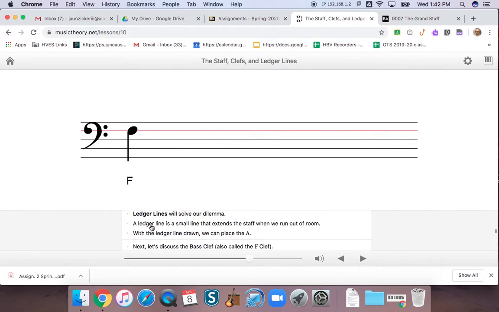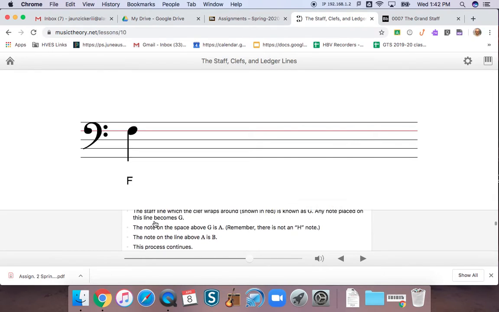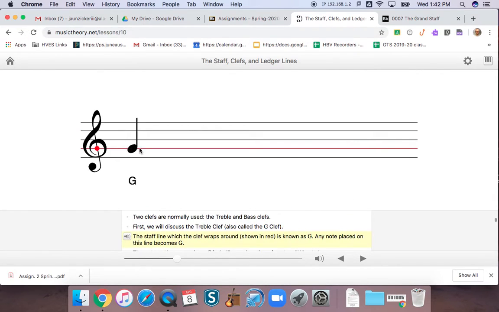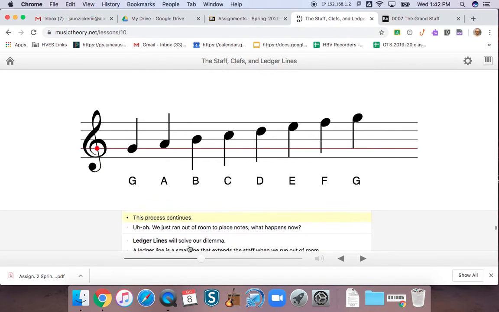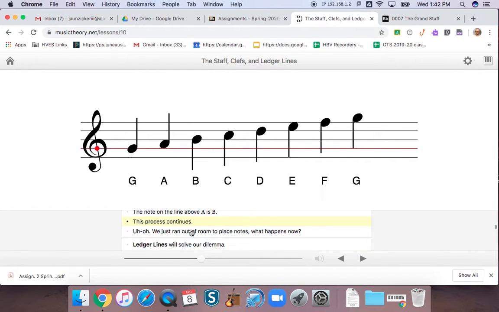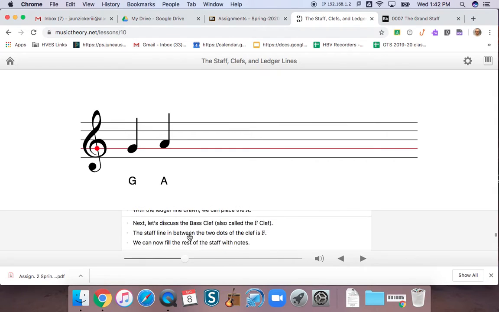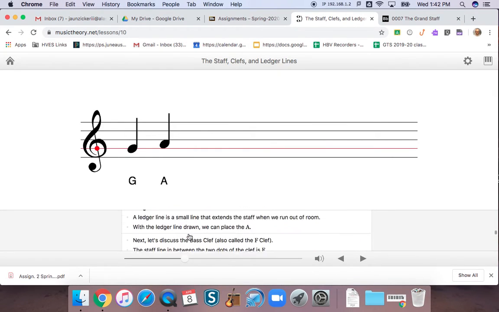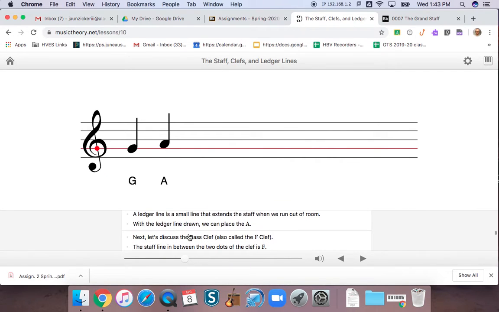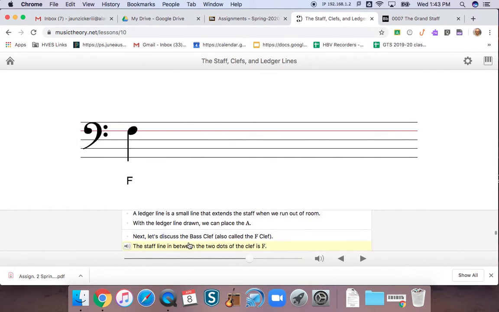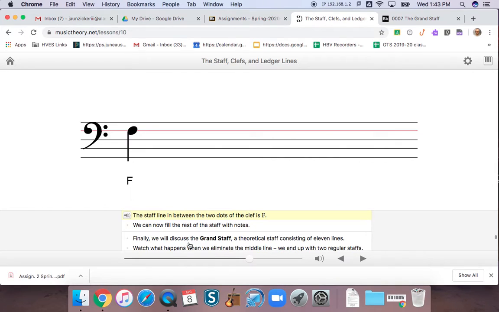Like if I go back here, you do have to memorize at least one note as your reference note, and then understand the concept of going up from there. So there's some memorization involved for sure. Okay, ledger lines. Go back to bass clef. All right, so here's our F clef, and then the same rule applies like the treble clef.